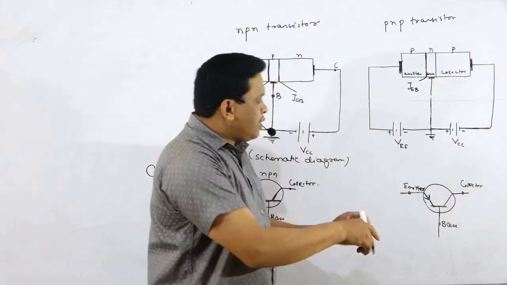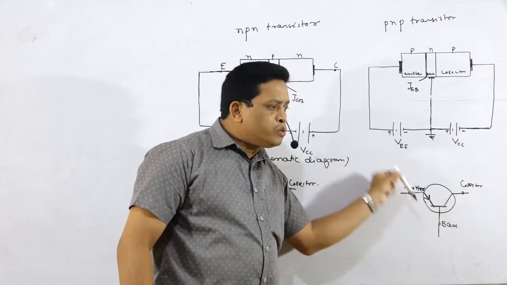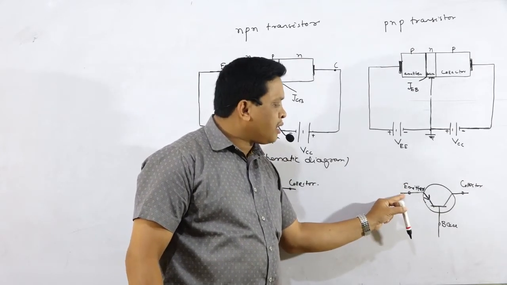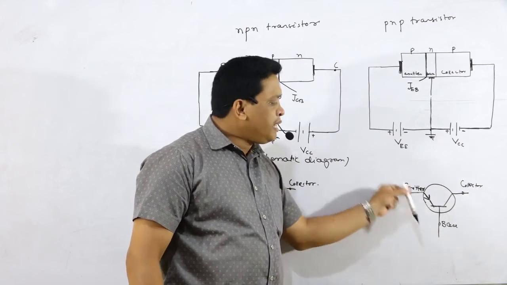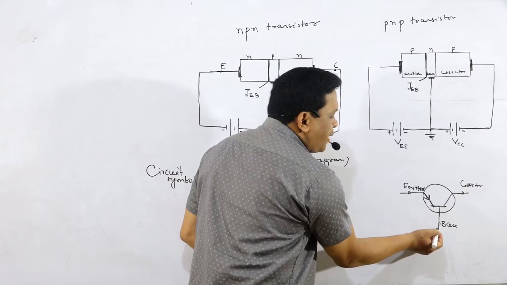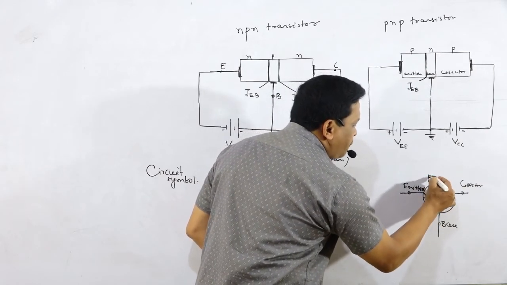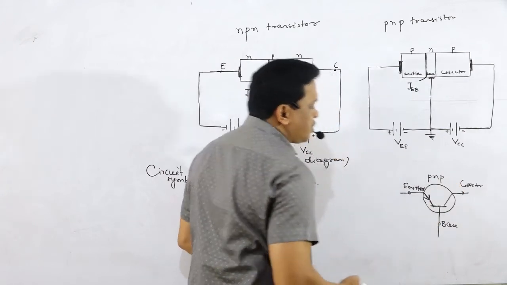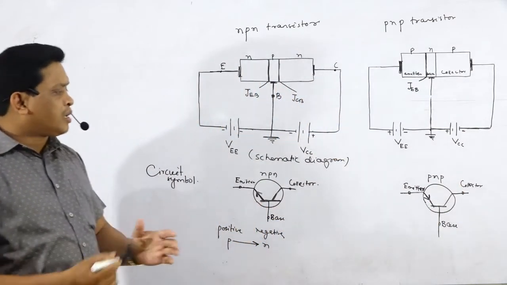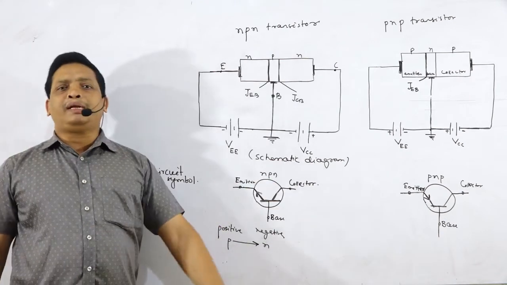Now look at the current direction, P to N. This is P material, this is N material. Therefore the emitter is P material, the base is N material, so the collector is P material. So it is the PNP transistor. So you can see the circuit symbols of the NPN transistor and the PNP transistor.